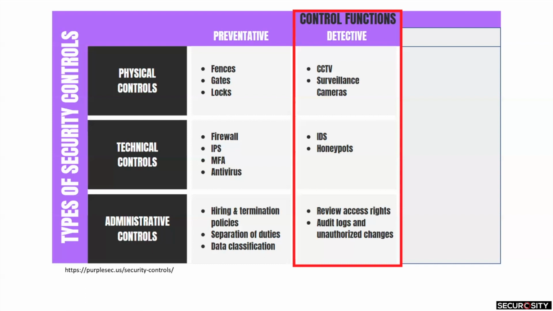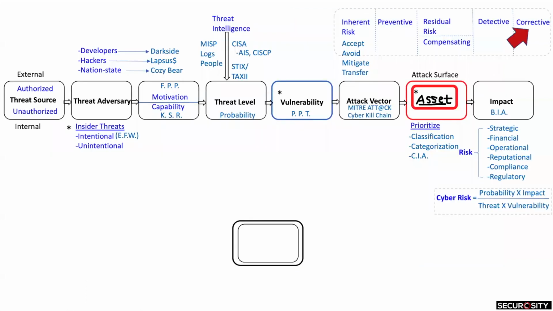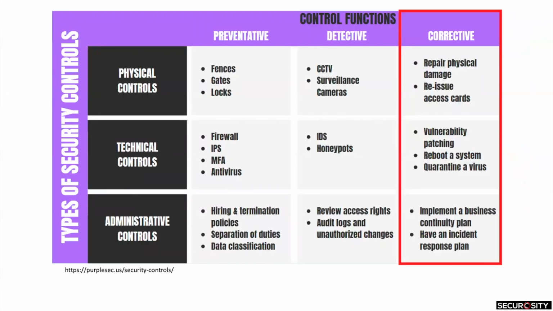And finally, the last control function is the corrective controls. These controls come into play after an information security incident or a problem has been detected. They remedy flaws, make improvements, and guide corrective actions. Examples of corrective controls are, for physical controls, reissuing access cards. For technical controls, update the vulnerability patching program. And finally, for administrative controls, implement a business continuity and disaster recovery plan if one is not available.